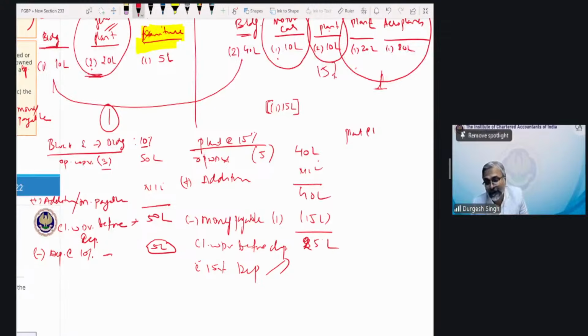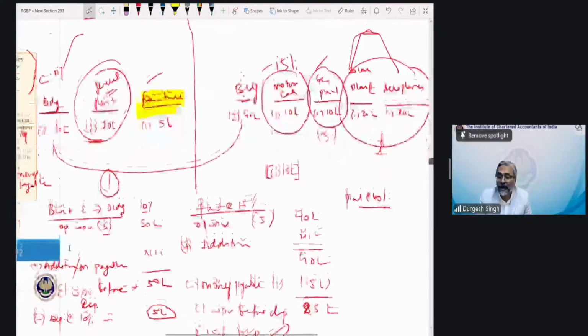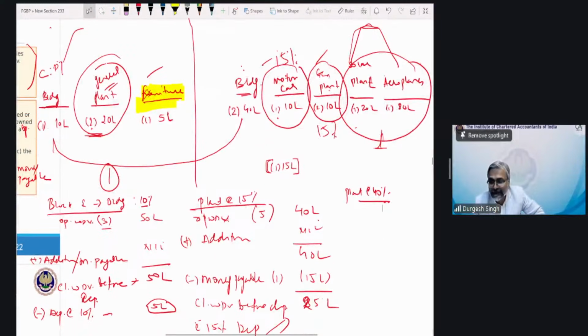Plant at 40%. Now, plant at 40%, students, what do you get? You are getting this solar panel 20 lakhs and this aeroplane 80 lakhs. So, how much opening WDV? 80 plus 20, 1 crore. And what is the total value? Value is 1 crore. How many units? 2 units. One is solar panel, one is the aeroplane. So, your opening WDV becomes how much? Opening WDV, students, becomes 1 crore.